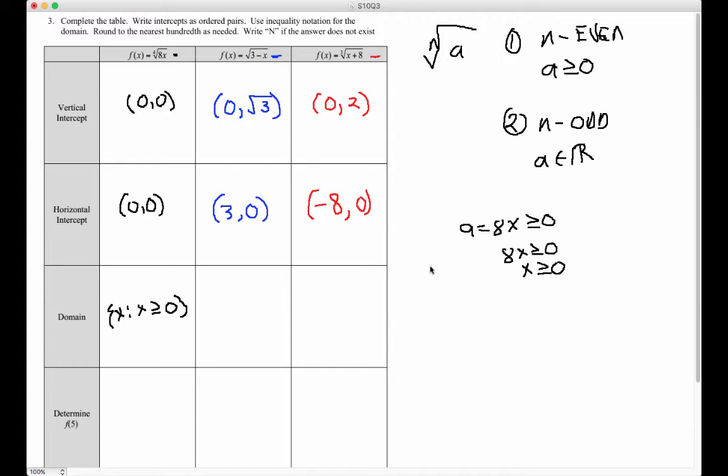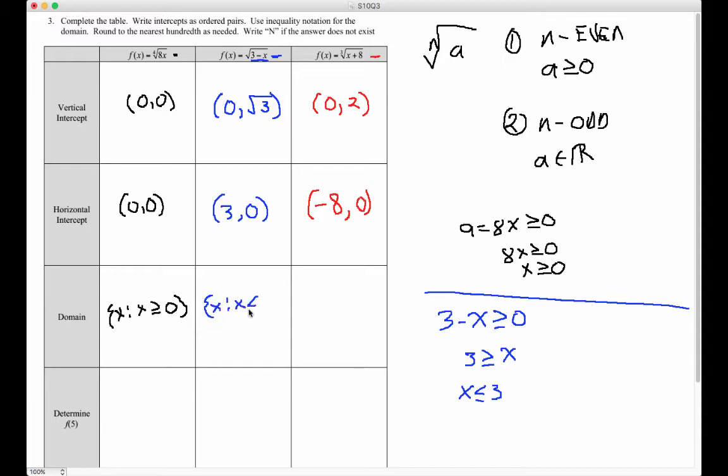Okay, let's go switch over to blue and let's go do the square root of 3 minus x. In this case, again, we've got the square root of a, and so a has got to be greater than or equal to 0. In other words, 3 minus x, the thing that's under the radical, has got to be greater than or equal to 0. Or 3 has got to be greater than or equal to x. Or probably an easier way to think about it is x has to be less than or equal to 3. So that tells me that it's going to be the set of x's such that x is less than or equal to 3.